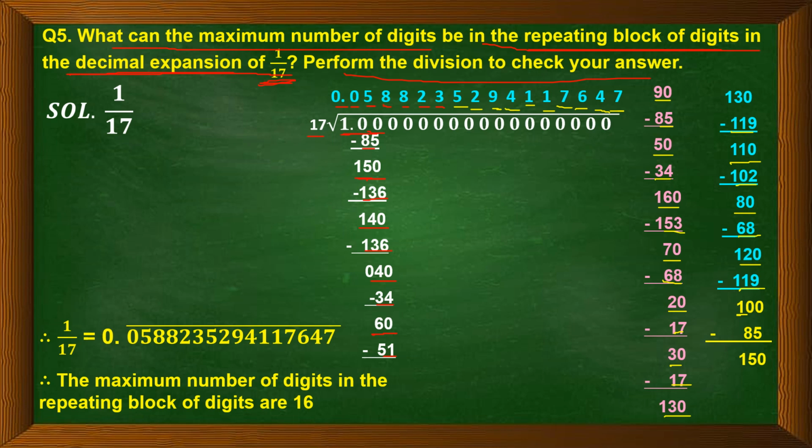Right? Now if you observe, we started with 1 over here in the quotient, and over here we have got 1 again. That means after this, whatever digits we are going to have in the quotient will be actually repeating.